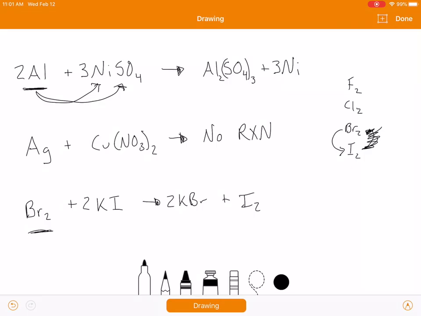So I hope that helps clear things up on single replacement reactions. And we'll have more coming up with combustion reactions. We'll do some empirical formulas from combustion analysis, and I'll talk more about combustion then.